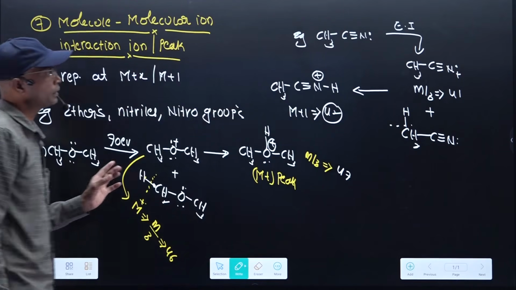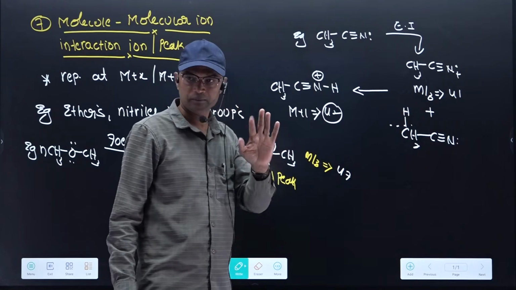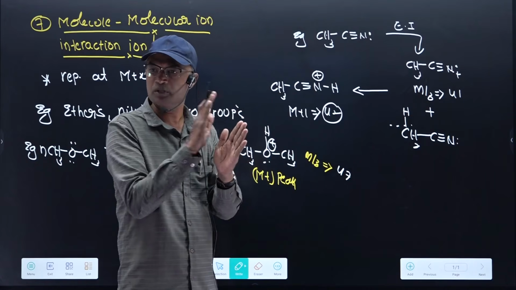So don't think that if any one additional peak appears beside the molecular ion, it is always an isotopic peak. Don't believe it is always an isotopic peak.